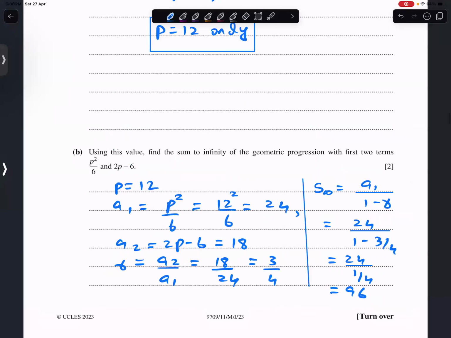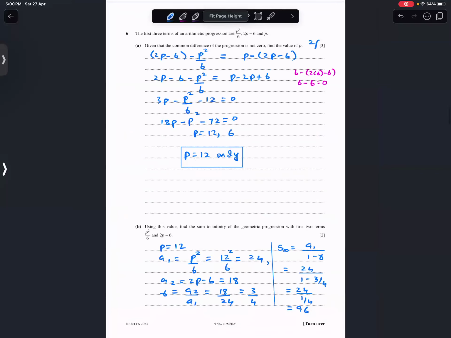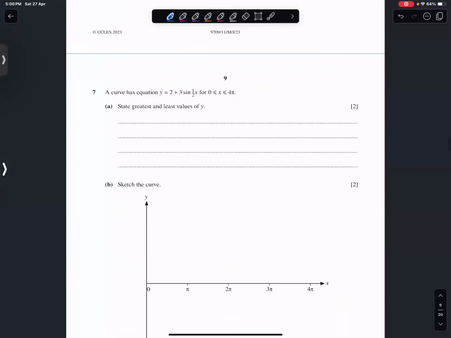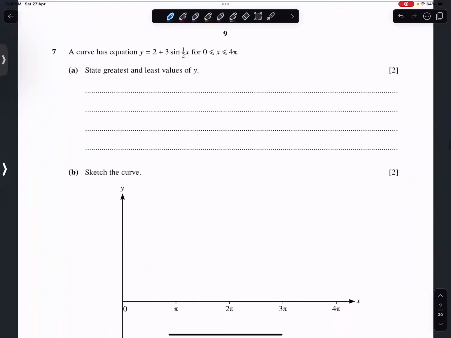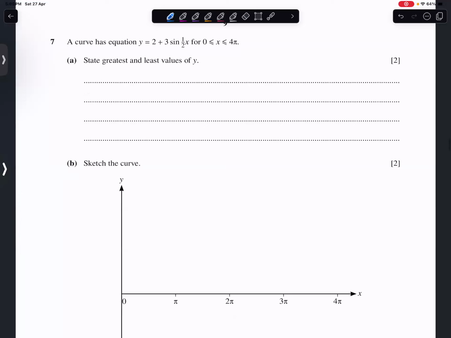Okay. Question number 7. A curve has equation... State greatest and least values of y. Sketch the curve. Students, there are two ways to give the answer for the first part. Let's do the second part first. Forget about the first part and let's come to sketch the curve.